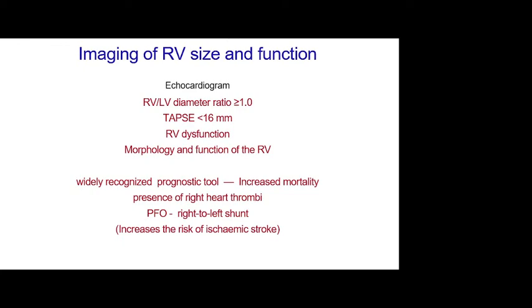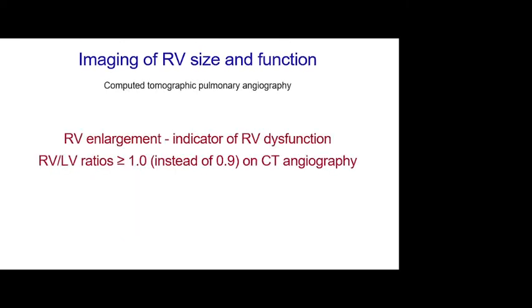Then with imaging, echo will show the features of right ventricular failure and distension. And if there is a patent foramen ovale or small ASDs in the echo, it will show right to left shunting. So this is also a prognostic sign, where one thing is it will cause severe hypoxemia. The other thing is it will increase the risk of ischemic stroke due to paradoxical embolization.